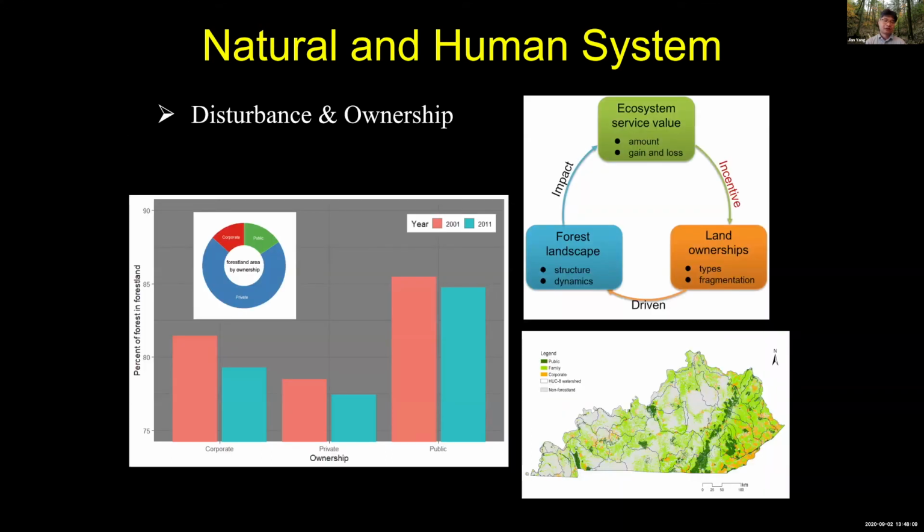Another one that I've been working on with Thompson Altrodo is to look at the ownership impacts on disturbance and ecosystem services. We know that the Kentucky forest is mostly owned by family owners. And then there are corporate owners and then public, including the state and the Daniel Boone. We can look at the forest change across those three ownerships, and also the ecosystem service changes across those ownerships.